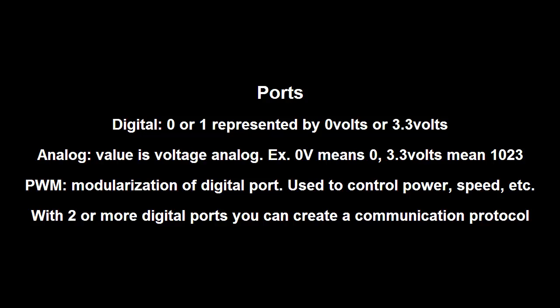The PWM is a modulation of a digital port, and it's used to control the speed or the power of that port. So it will pulse 0 and 1 in a certain period of time, meaning how much power you want to drive something. And with two or more digital ports, you can start creating your communication protocol between devices and components.